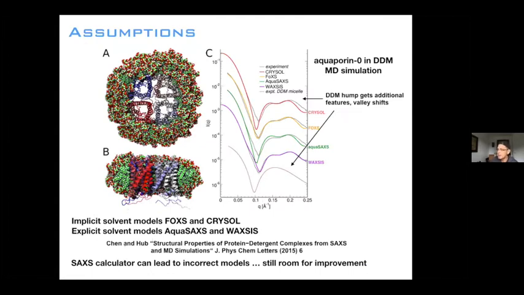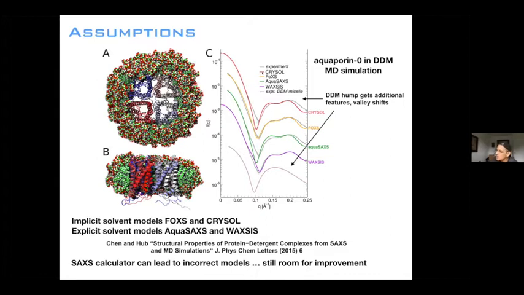And I think to show you this point here, this is by a group called Chen and Hub, who do a lot of molecular dynamics. This is aquaporin in a DDM micelle. They did a bunch of MD simulations, and then they also compared programs like Crysol, FoXS, AquaSAXS, and WAXS, which is their version. And the scattering of an empty DDM micelle looks like this. It's got a big hump in it.